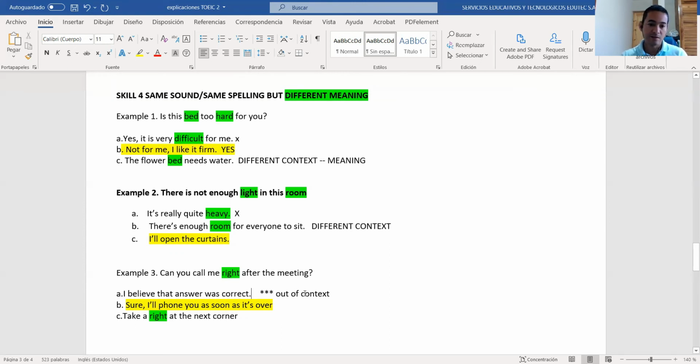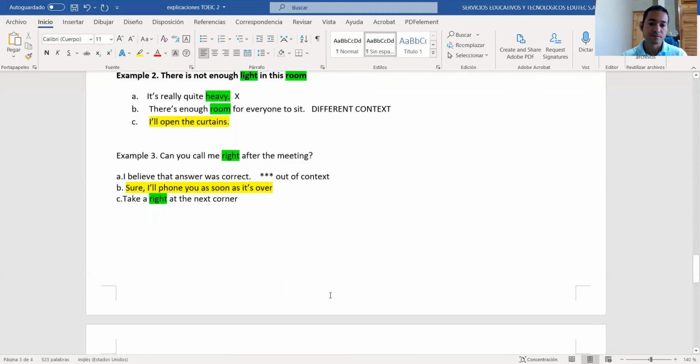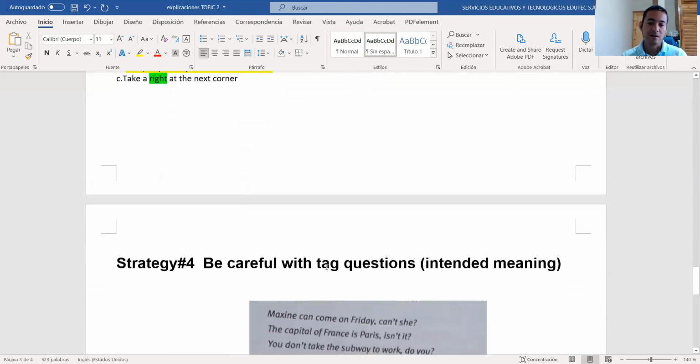So the next strategy you have to take into account is what to do when you hear a tag question. The idea here with tag questions is that there is always a purpose. There is an intention. Why is the person using the tag question? The best answer would be the reason why the person used the tag question. So the answer is never literal. So don't expect yes or no to be the answer.